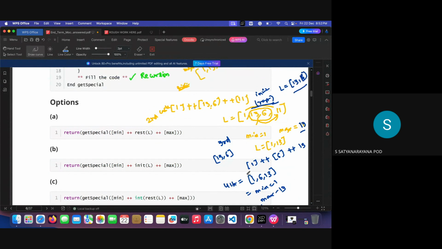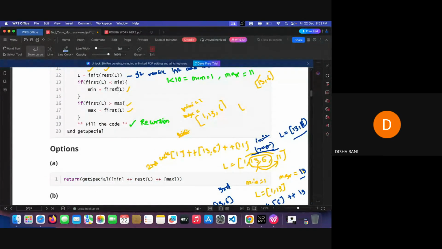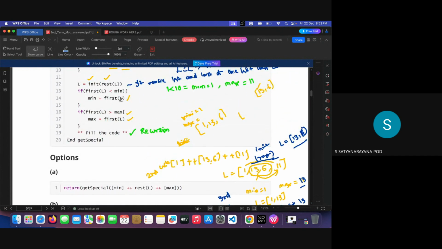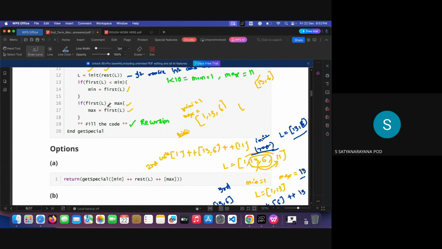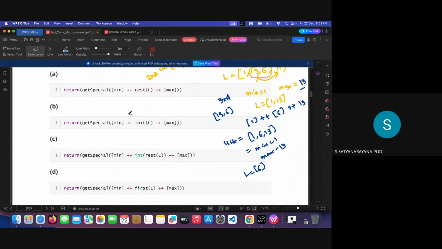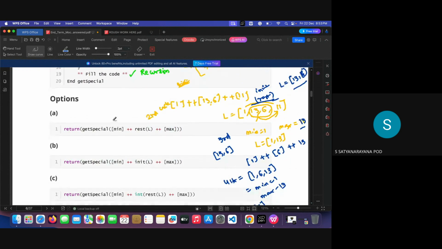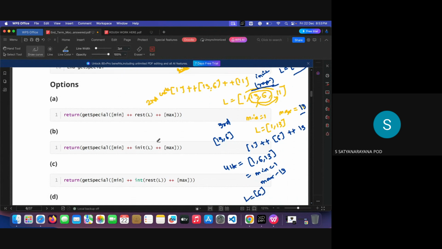Fine. So that particular list, first is 6. Is it less than min? No. Is it greater than max? No, because min is already 1, max is 13. These two conditions are not satisfied. It comes to here, it tries to call here. Now, what is my rest of L? It's an empty list. Is it clear?